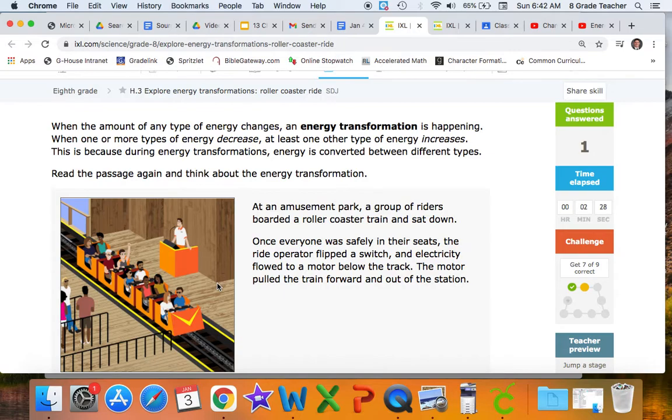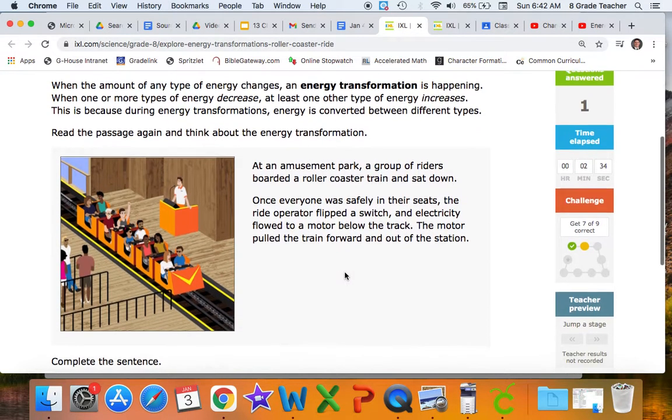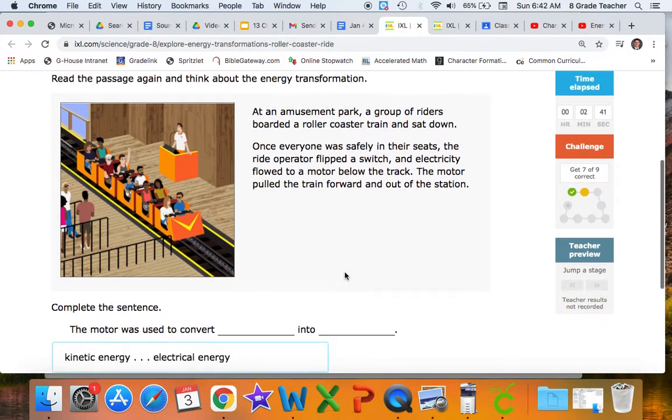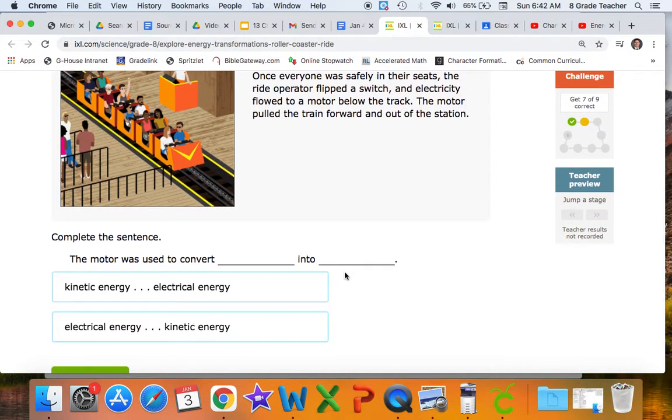Read the passage again, think about the energy transformation. At an amusement park, a group of riders boarded a roller coaster train and sat down. Once everyone was safely in their seats, the ride operator flipped a switch, electricity flowed to the motor below the track, and the motor pulled the train forward out of the station. Complete the sentence. Here's our conversion, energy transformation. The motor was used to convert what type of energy into what type of energy? Looks like a switch was flipped, which would say electrical energy is being used to get that train moving, which would be kinetic energy.